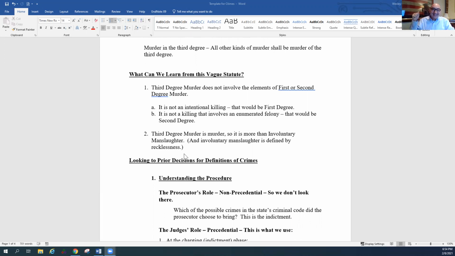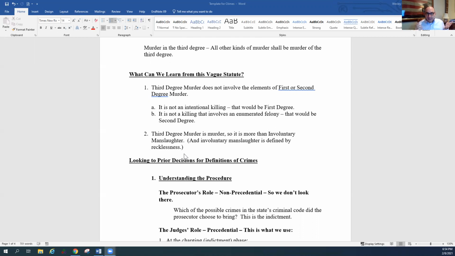What's first degree murder? An intentional killing. So third degree murder would be a form of homicide, an unlawful killing, that does not involve the intent to kill. What's second degree murder? An unlawful killing that occurs in the course of a felony. So this form of unlawful killing will be one that neither involves an intentional killing nor one that occurs during the course of a felony. All right, we've gotten something from this. One more thing we can learn from this statute: third degree murder is murder. It's not manslaughter. So whatever manslaughter is, it's more serious than that.